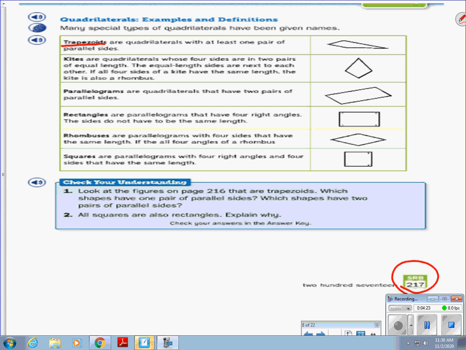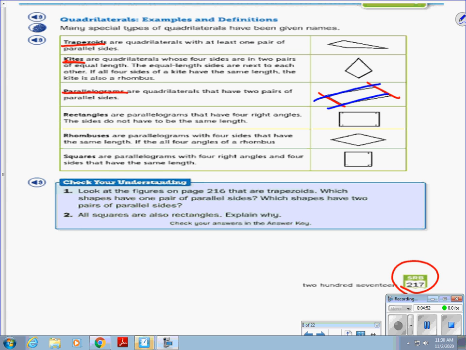Our next one is a kite. Okay, a kite is a quadrilateral whose 4 sides are in 2 pairs of equal lengths. Okay, so at least 2 pairs have to be equal lengths. A parallelogram, right here, is a quadrilateral that has 2 pairs of parallel sides. Once again, parallel sides meaning that 2 opposite sides never meet.